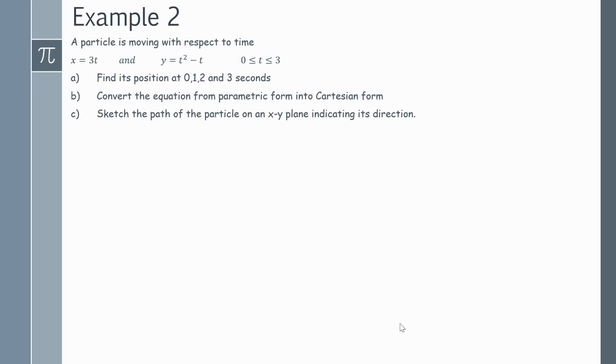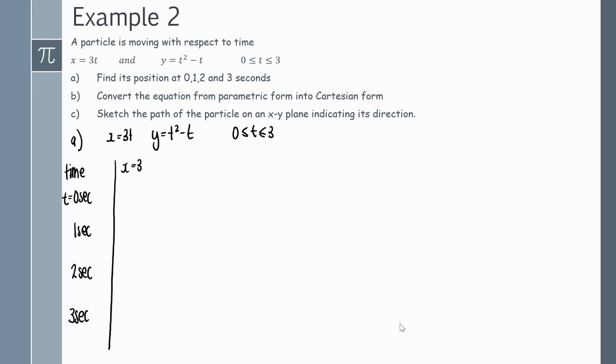Okay, a particle is moving with respect to time. X equals 3t and y equals t squared minus t for time between 0 and 3 seconds. Question A, find its position at 0, 1, 2, and 3 seconds. So again, we do the same thing. I always draw a table. So I have time in the first column. I have my x coordinate, or my x equation, and then my y coordinate or y equation for the given time.